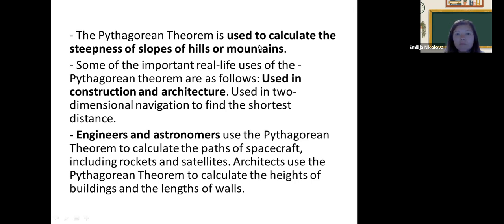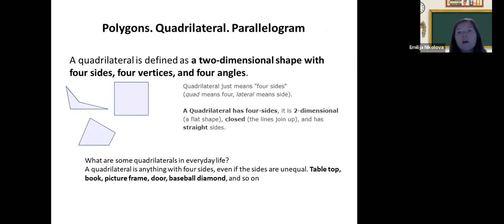Okay, now we are going to talk about the other ones. I think for the Pythagorean theorem, you understand how important it is and how it is used. Now we are going to talk about polygons, quadrilaterals, and parallelograms. A quadrilateral is defined as a two-dimensional shape with 4 sides, 4 vertices, or 4 angles. These are some examples of quadrilaterals. The name means 4 sides: quad means 4 and lateral means side. This is how the name came up.